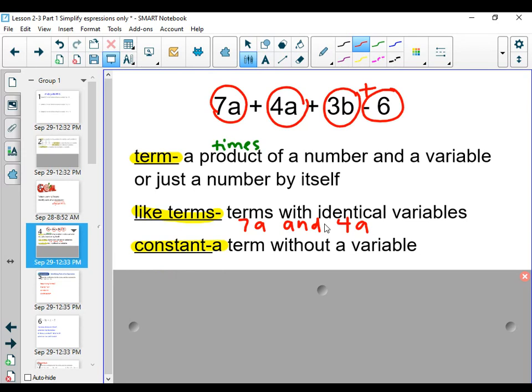Also, if you don't have a variable, that has a special name too. That's called a constant. So the only term I see without a variable is -6.